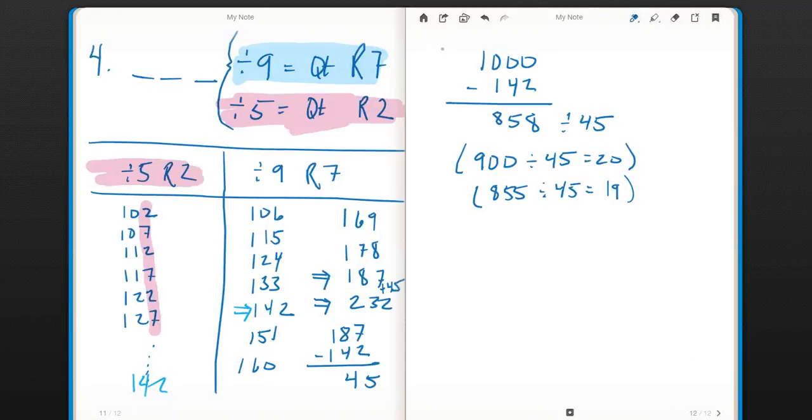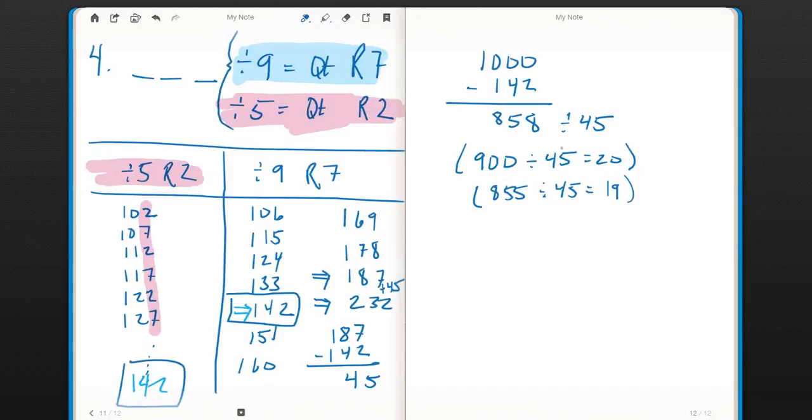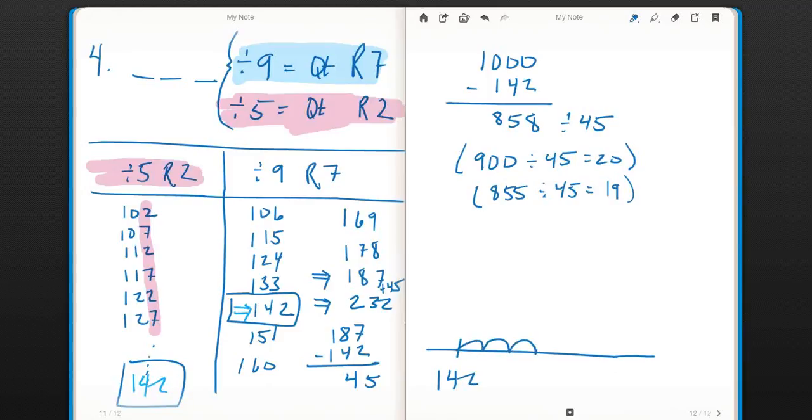So on the right side of the page now, I said, okay, from 1,000, if I go back to 142, which we've already found to be our first number that meets both criteria, there's a space of 858 numbers. And if I'm going to count by 45s, how many times can I jump 45? If I start on the number line at 142 and count by 45s, how many 45s will there be before I get to 1,000?